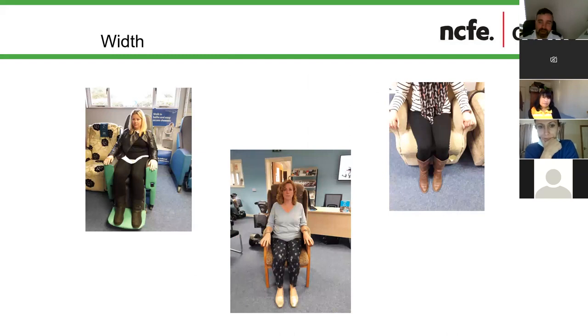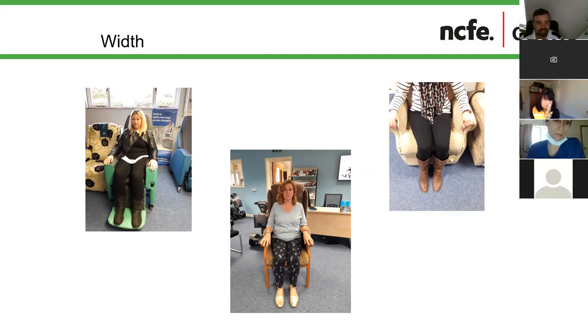So equally, we need to think about the width. When somebody sits down, you should have the bum in the middle and you should be able to put a fist either side of their bum to hit the chair. Okay, so that's how we would measure the width of the chair. There should be enough space for you to get a knuckle either side of them. So if we look at the first one, what do we think?